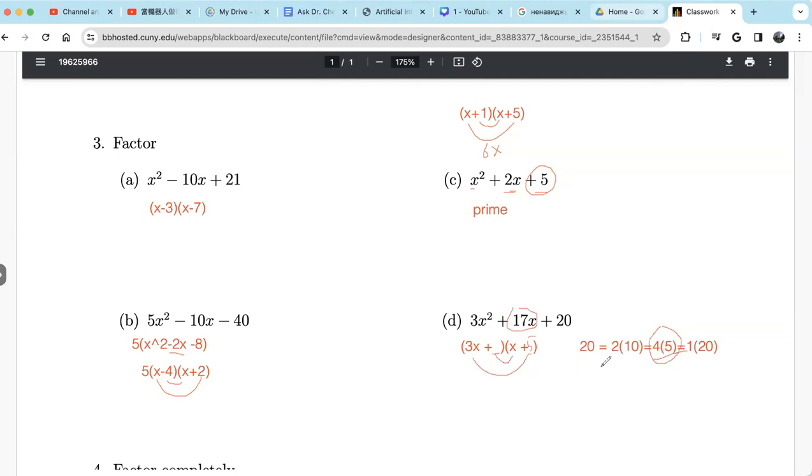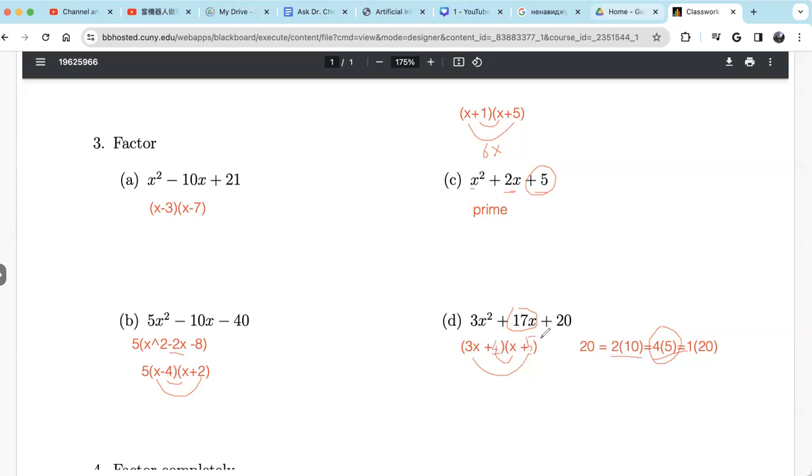So we choose 4 and 5, right? We put 4 here, we put 5 on the other spot. Now you see we get 4x, 3x times 5, 15x. Oh, no, hold on, that's not right. That's 19x. That wouldn't work. If we choose 2 and 10, 2 times 3, 6, that would be 16. 1 and 20 is too big. So actually, I don't think this is factorable.